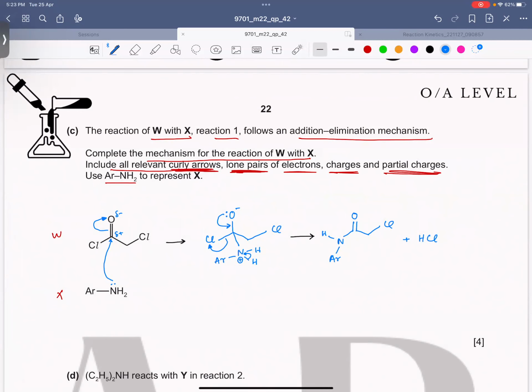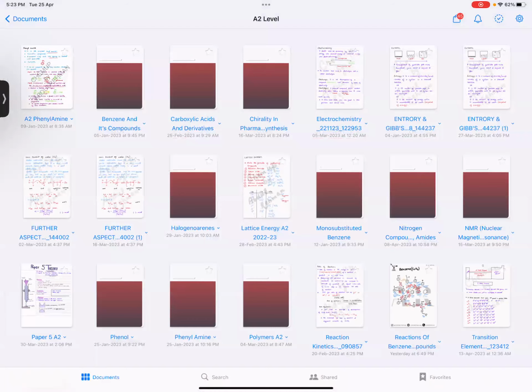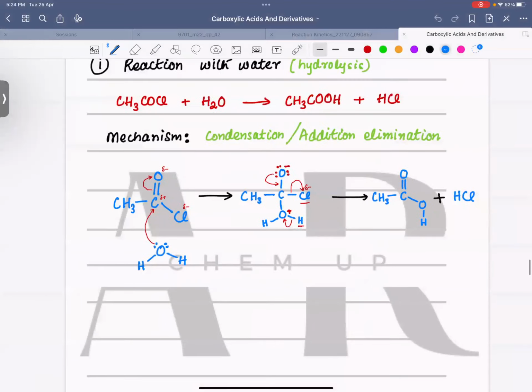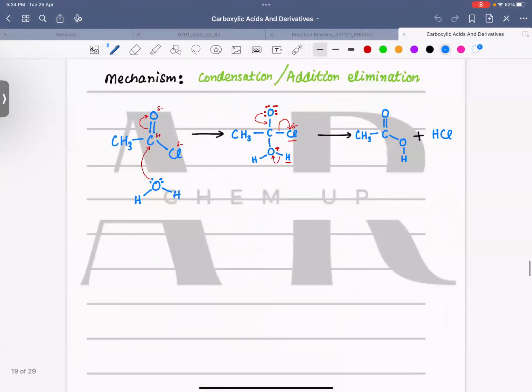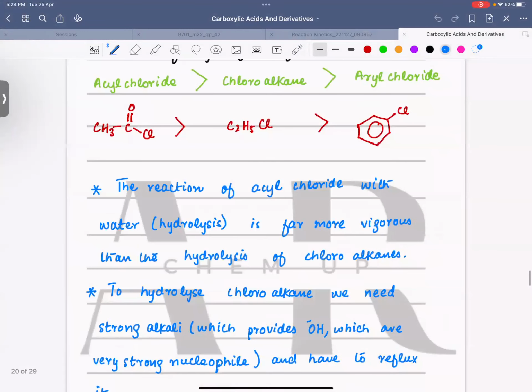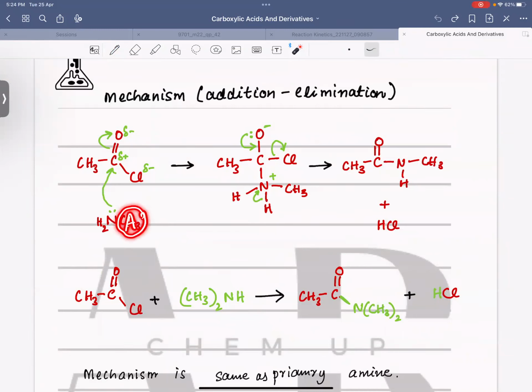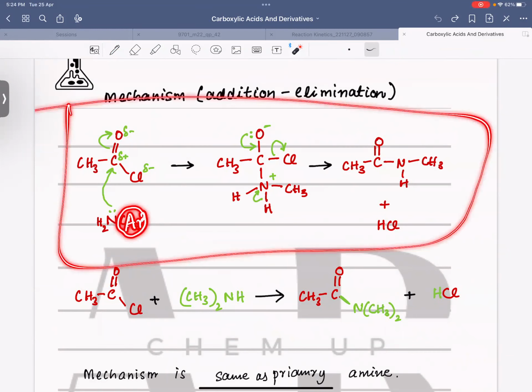You can find these mechanisms in the carboxylic acid derivatives. If you see over here, this is the same mechanism with the water and with the amine. See here, it's with the ammonia, and here with the amine. See here we have a CH3, and what the examiner did, beside the CH3, the examiner gives you an AR over here. Otherwise, the rest of the mechanism is the same. Okay.